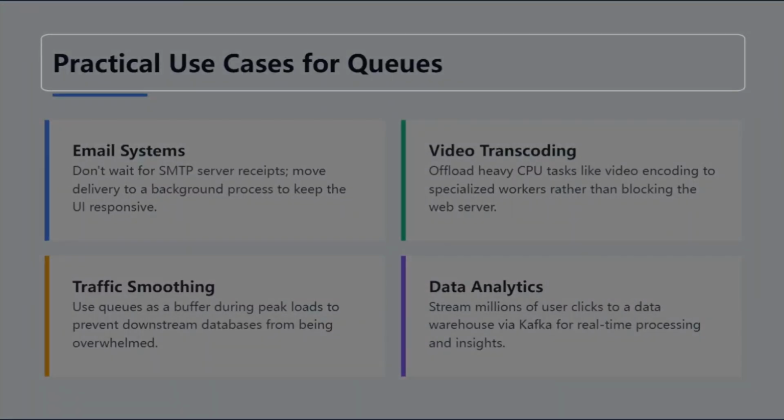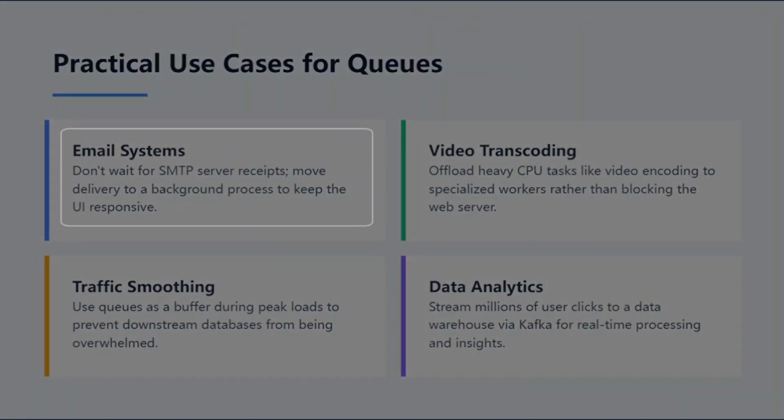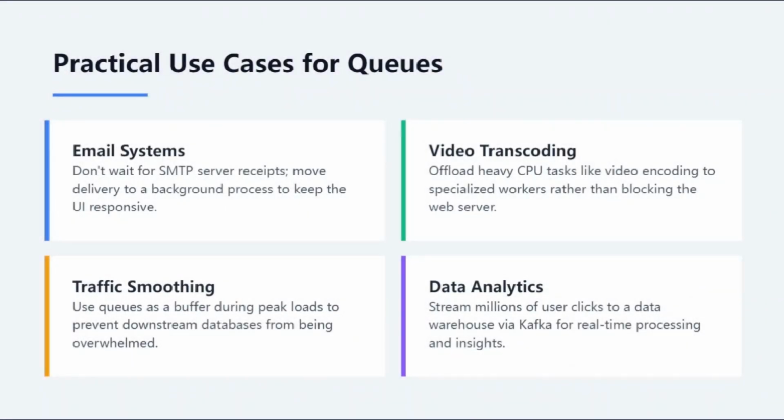Now that we understand what message queues like Kafka and RabbitMQ are, let's look at how they solve real-world problems. These four scenarios represent the most common ways you'll see asynchronous messaging applied in modern backends. First, consider email or notification systems. When a user signs up, you don't want their browser to hang while your server waits for an external SMTP server to send a receipt. Instead, you push the send email task to a queue and immediately tell the user, "Success." A background worker handles the actual delivery separately.